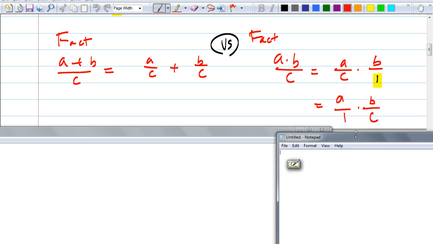Or it'll be, some of you said this: a over 1 times b over c. What would happen if you did it the same? Other than the fact that it would be wrong, why can't you do it? Jason, what do you mean? I don't know. Never mind.